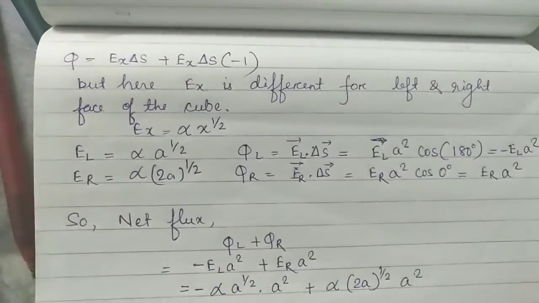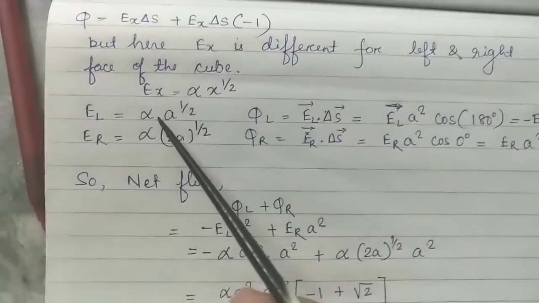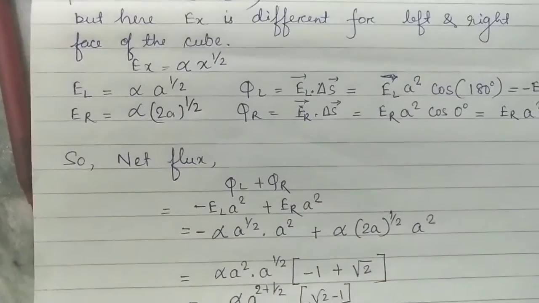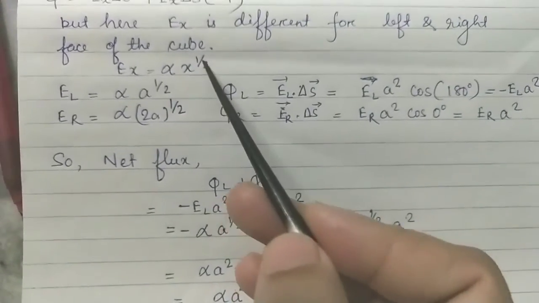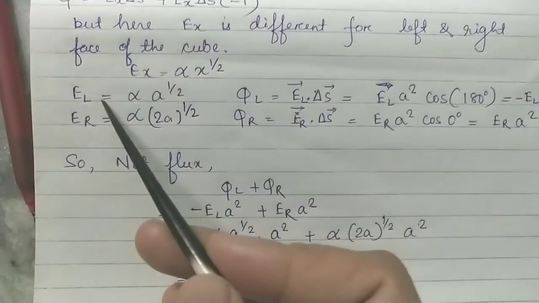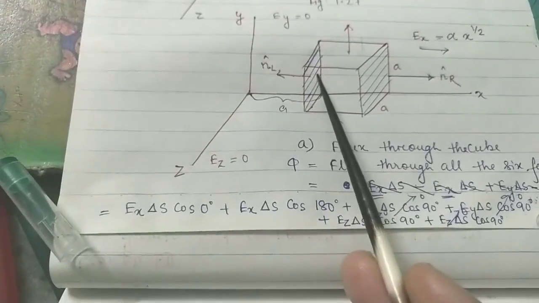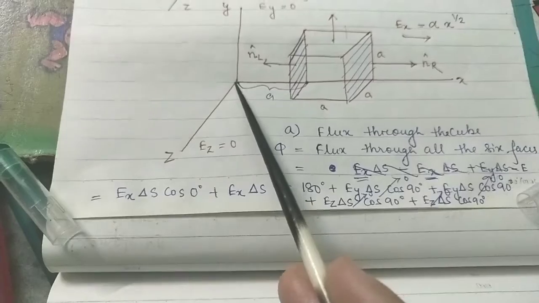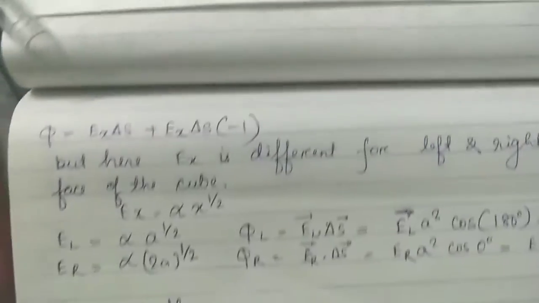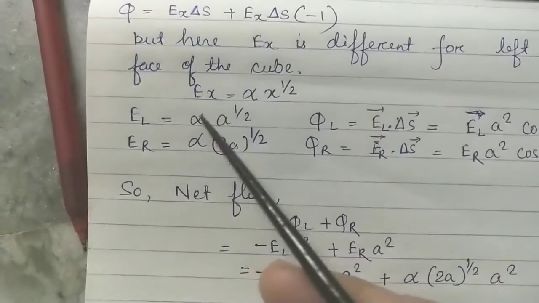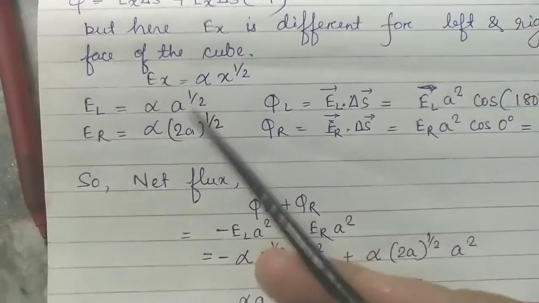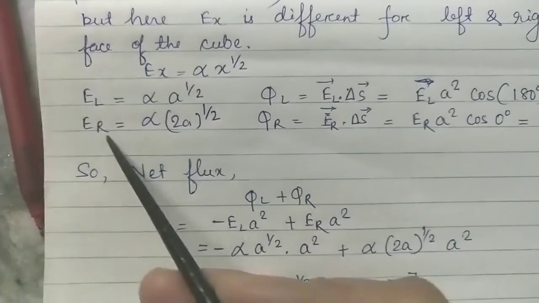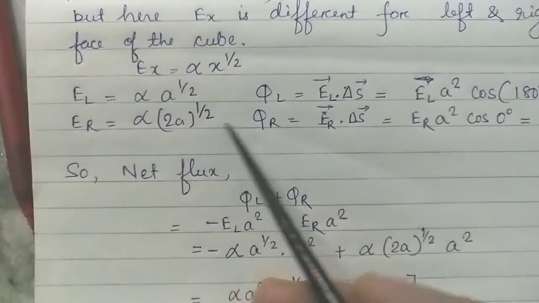Okay, I have written here the value of E x equal to alpha x to the power 1 by 2. This is given in the question. For the left face, x equals a. For the right face, x, that means distance from the origin, equals 2a. I will put here, left face: alpha a to the power 1 by 2. Right face: alpha 2a to the power 1 by 2.